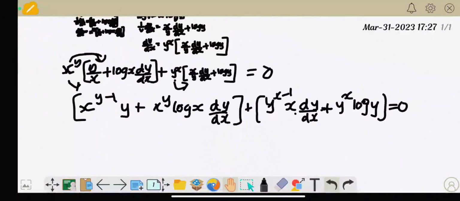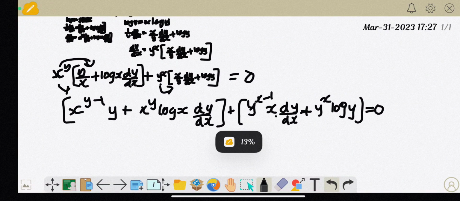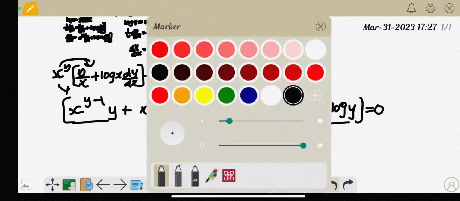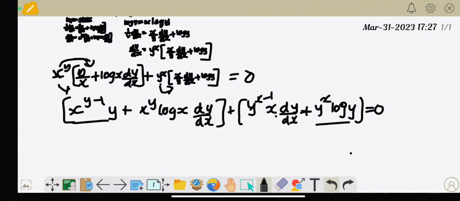Next step, what we can do? You can send these two terms to the right hand side, which do not contain dy by dx. Correct. So which terms contain dy by dx? These two terms contain dy by dx. So dy by dx I will take common.